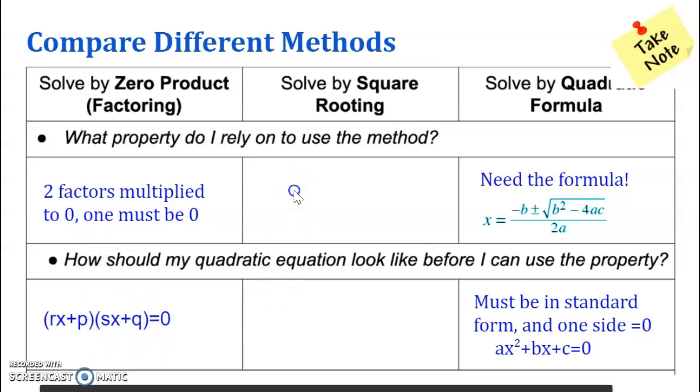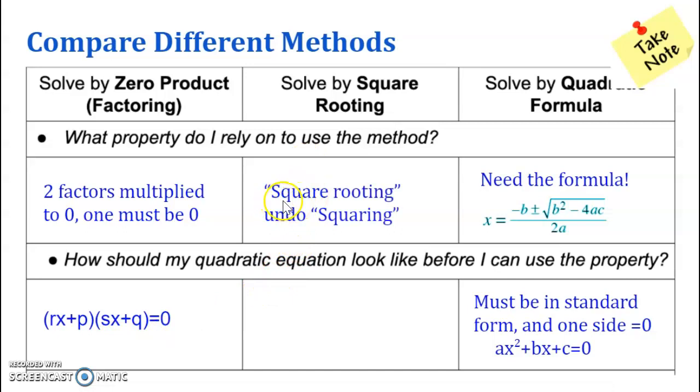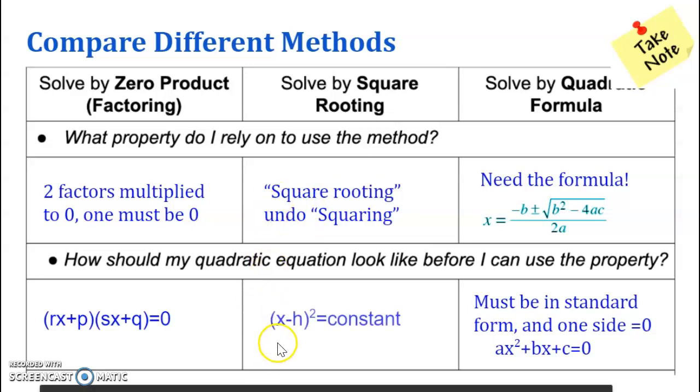And what about square rooting? You use the property that square rooting undoes squaring. So you undo squaring by taking a square root of both sides. Remember, when you do that, you need to remember the plus and minus sign on the side with the constant. And it is always going to be looking at this form: something squared is equal to a constant. Okay, so in this case, the left hand side is something squared. It can be just x squared, or it can be x minus h all squared, but that is equal to a constant. So it's either in vertex form or just x squared term.